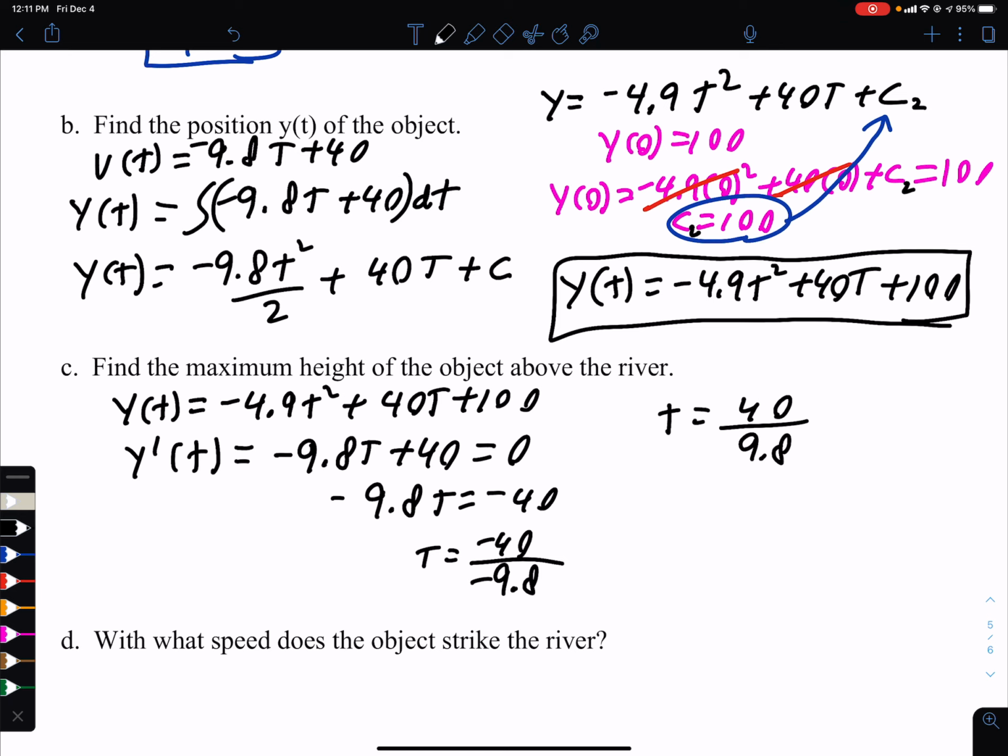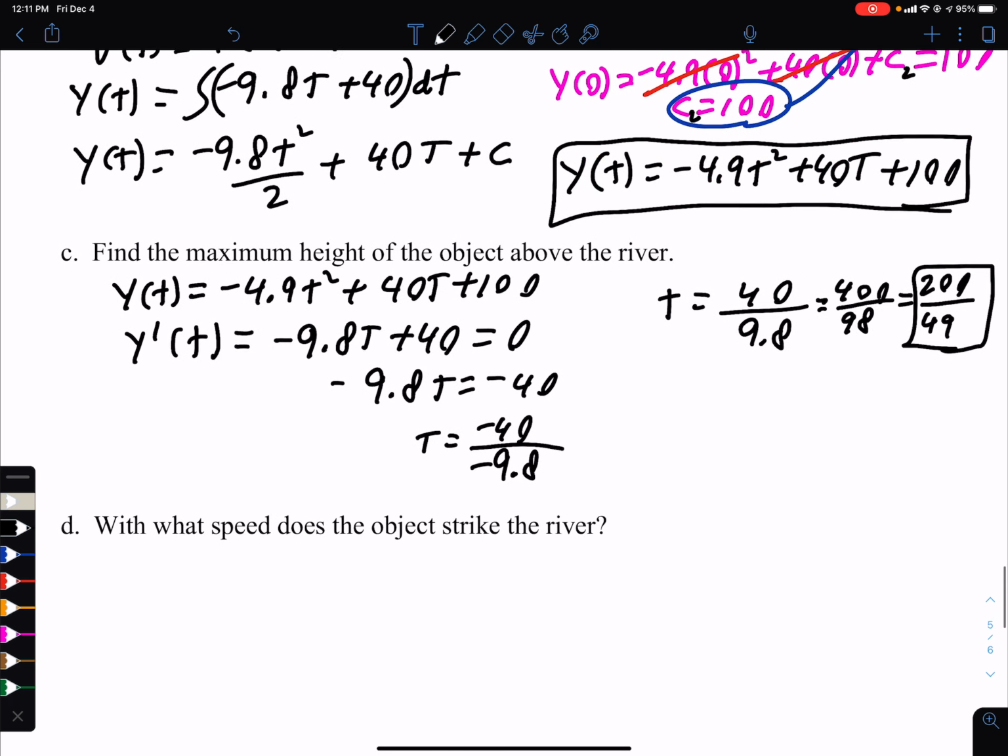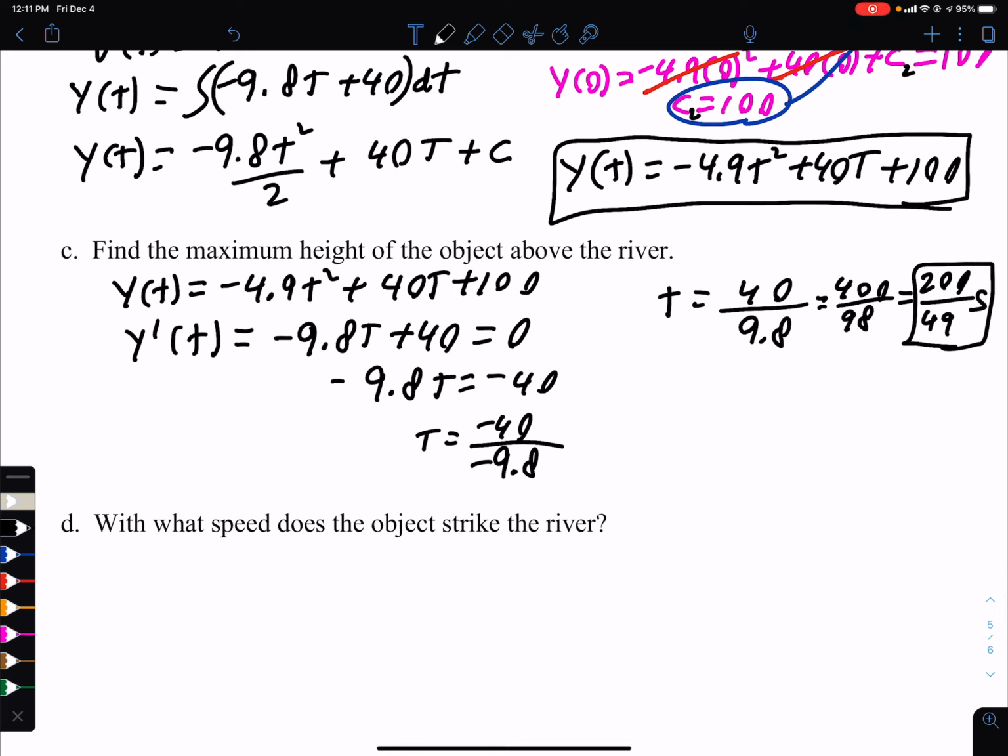I could do this. Multiply top and bottom by 10. Divide top and bottom by 2. 45, 49. So 200 over 49 seconds. Is it feet per second? Yeah. So that's the amount of time to get to the highest point. So what is the maximum height? I got to plug that number into my height equation.